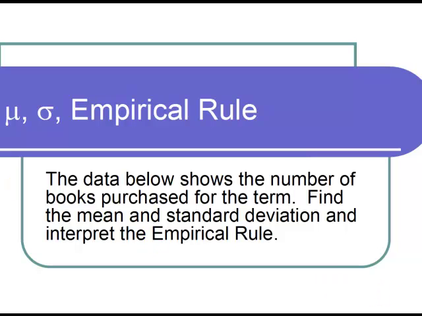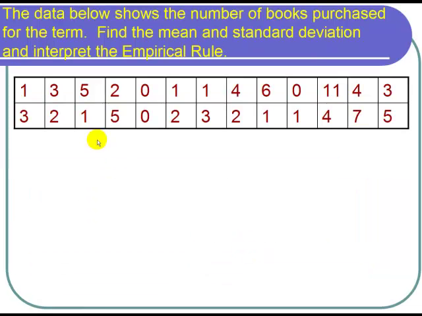This is a video about the mean, the standard deviation, and the empirical rule. The question states, the data below shows the number of books purchased for the term. Find the mean and the standard deviation and interpret the empirical rule. So here's the data we have.